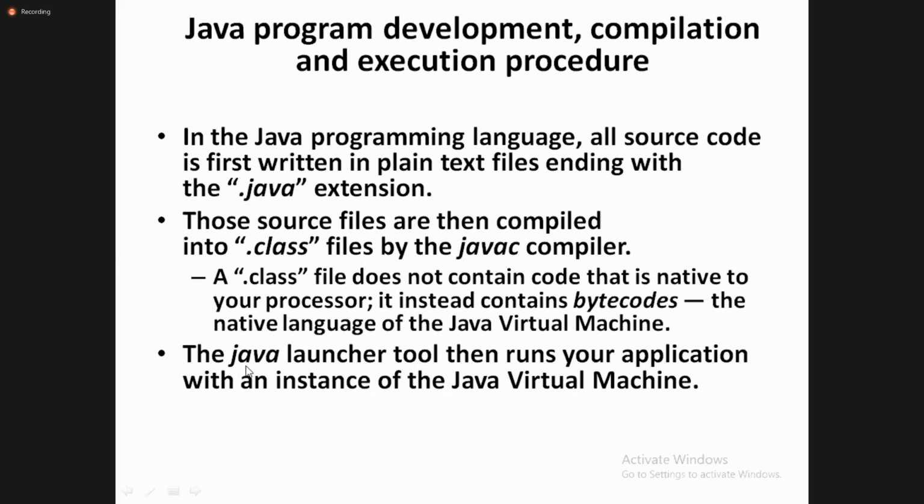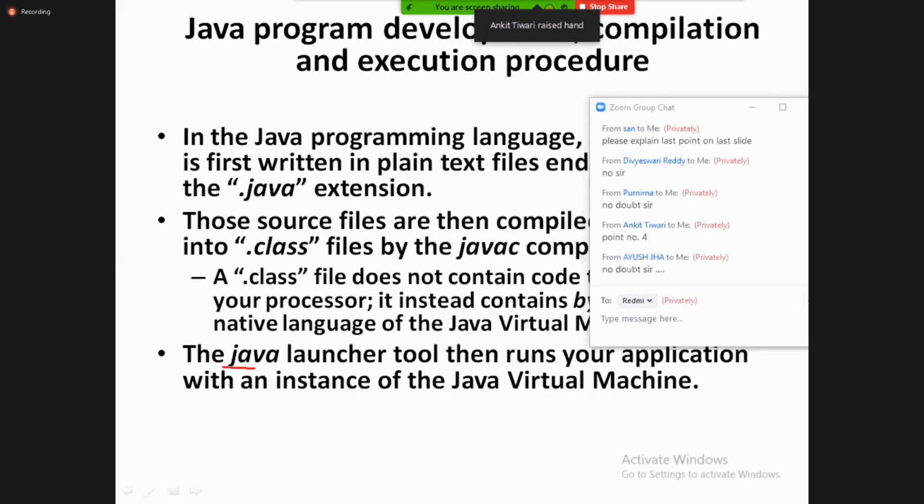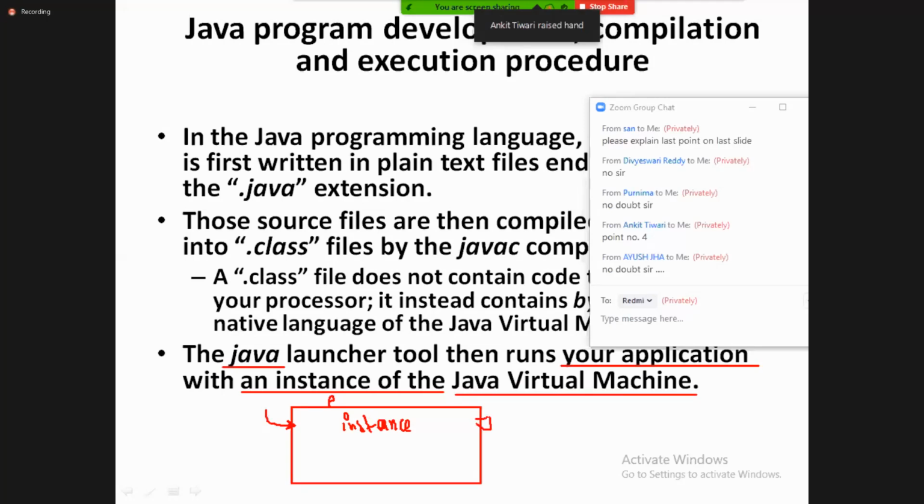Java launcher and Java command. Java launcher is nothing but the Java command. The Java command will run your application. Your application is nothing but bytecode, run with an instance of JVM. Instance is nothing but one execution. When you run the JVM, one process is created. Now this is called an instance. One occurrence is called an instance. An instance of the Java virtual machine, JVM.